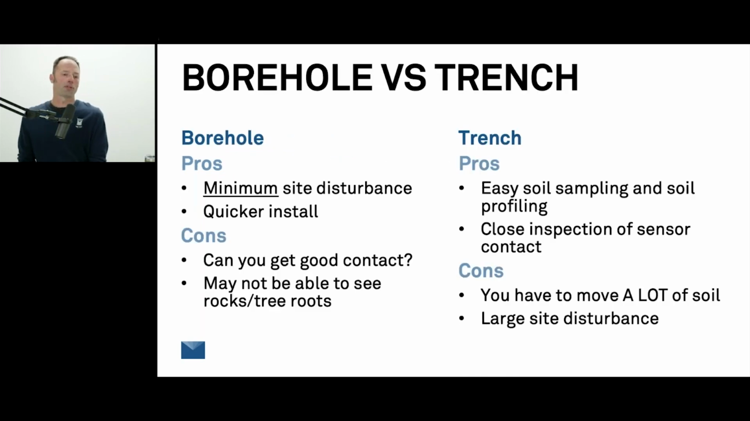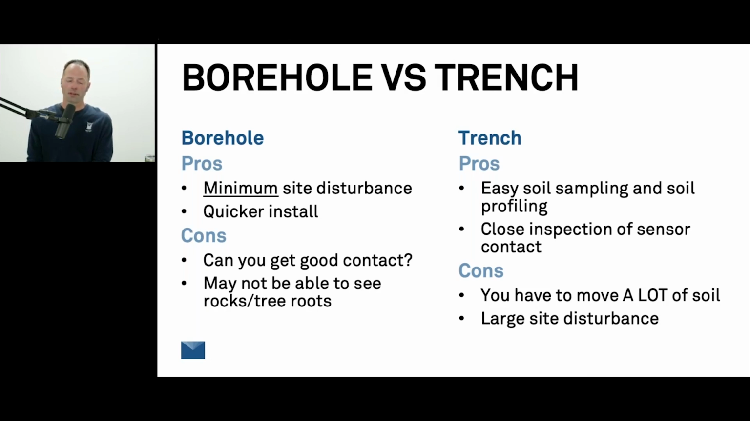So a borehole versus a trench, and we'll look at a couple of photos here in a few minutes. But there's some pros and cons of each. A borehole, and by this I mean coring down a 4 or 5 inch borehole and then putting sensors in the sidewall, and you can do this in a profile. It's going to give you the minimum site disturbance as opposed to digging a trench. It's generally going to be a quicker installation as well because you are not moving as much soil.